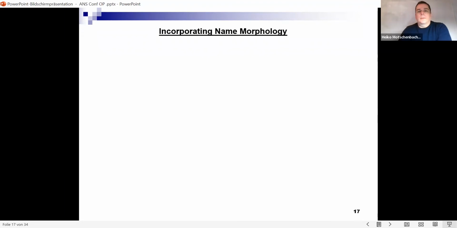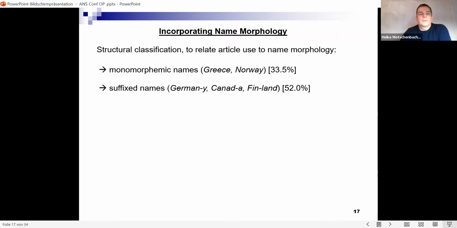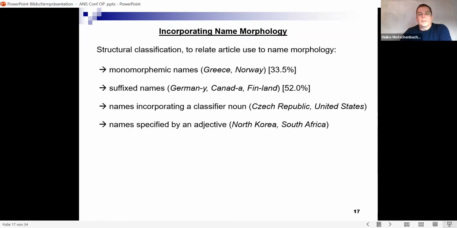As I also wanted to relate this to name morphology, I set up a classification of the morphological structure of names. So I also had monomorphemic names, that's about 1/3 of the names on my list. Suffixed names, that's 52% of the list, and then smaller groups for names incorporating a classifier noun like Czech Republic or United States, names specified by an adjective like North Korea or South Africa, and abbreviated names like USA and UK.